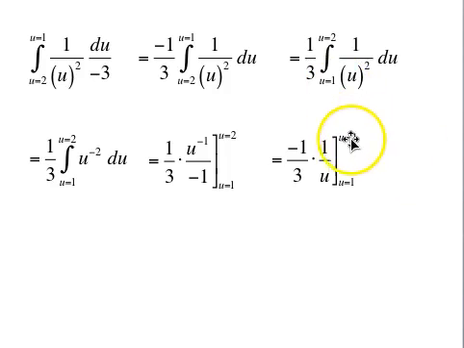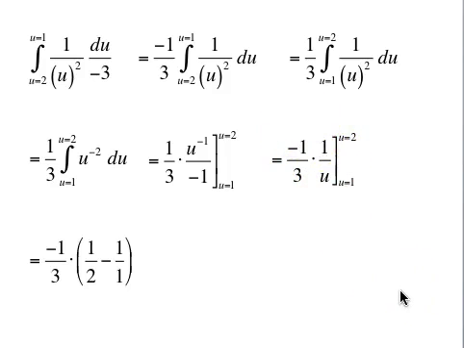So plugging in 2, we'll have 1/2 minus plugging in 1, 1 over 1, with a negative 1/3 out front. And 1/2 minus 1 is negative 1/2. Negative 1/3 times negative 1/2 equals 1/6. And that will conclude this lesson.